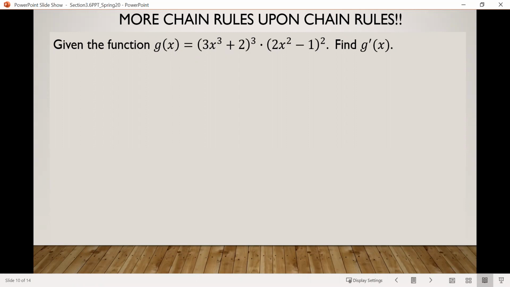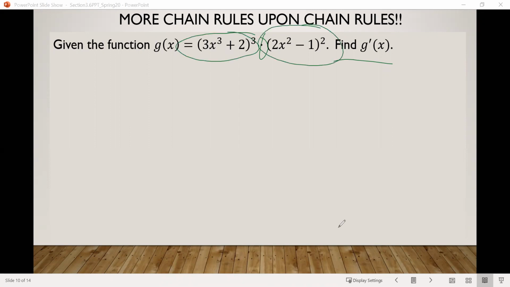We're given g of x equals 3x cubed plus 2 to the third power times 2x squared minus 1, that whole thing squared. We need to find g prime, so we have to find the derivative here. Now, hopefully you notice there's a couple of different things going on. First of all, we have two functions being multiplied, which means we're going to have to use the product rule. But also notice that each of those functions is a composite function, a function within a function. So we're going to have to use the chain rule as well.